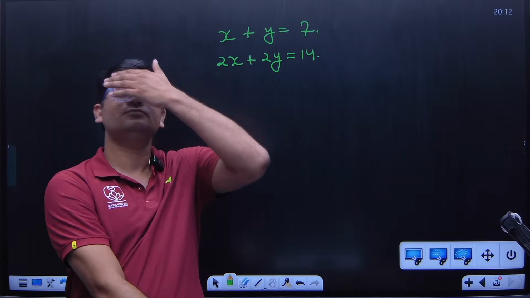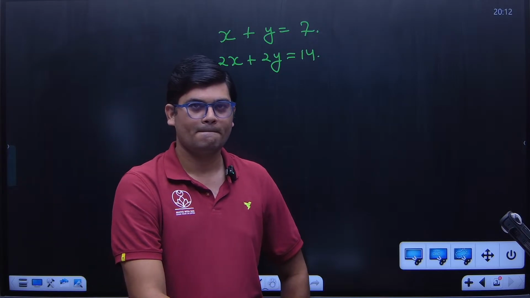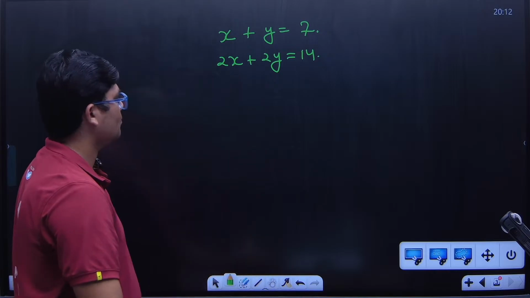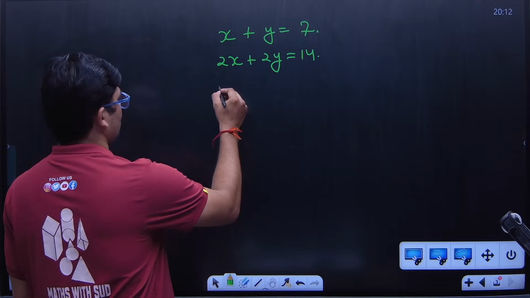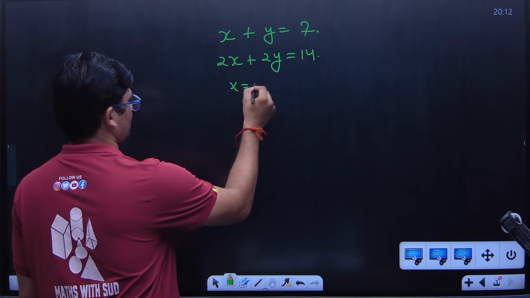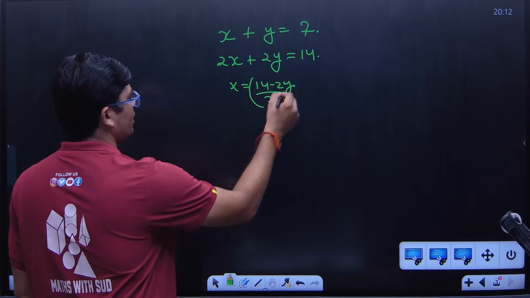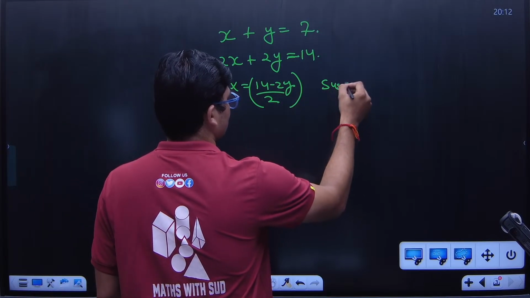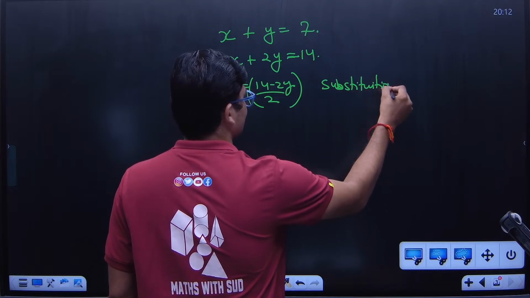So we'll take any one of the equations and make one of the variables the subject of the formula. I'll choose the second equation. So it'll be 2x is equal to 14 minus 2y. So x is equal to (14 minus 2y) upon 2. Okay, so the method that you are using is known as the substitution method.